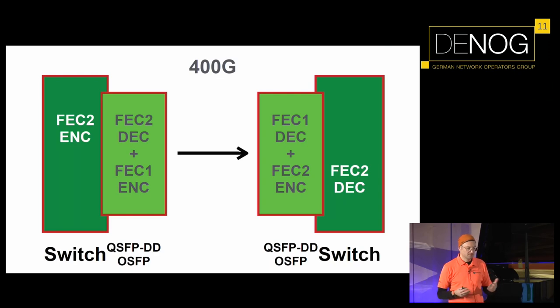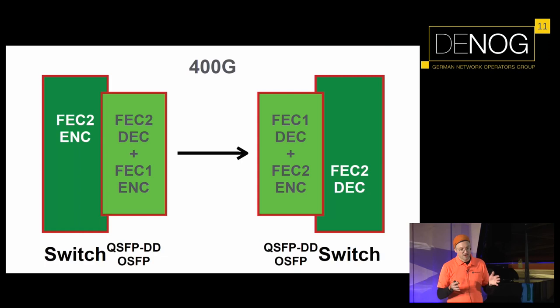At the end of the day, you will have not only two FECs involved, you have, in the worst circumstances, four FECs involved. This will add more delay to your link, and it will consume power. The FEC inside that transceiver will take roughly 2 watts just to do the FEC performance.